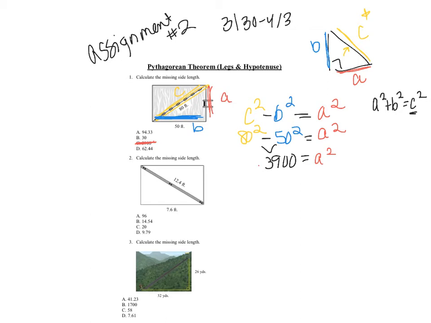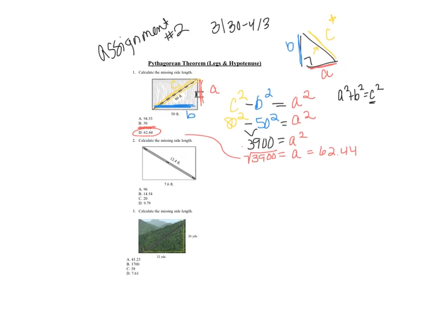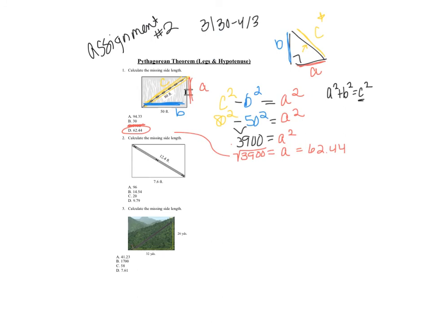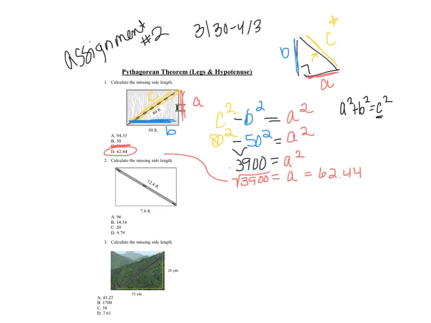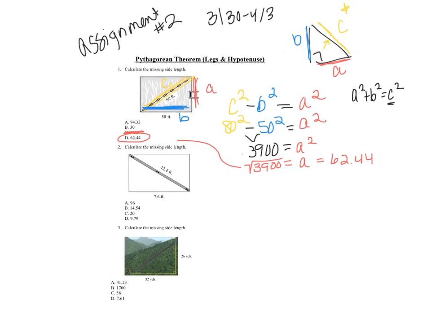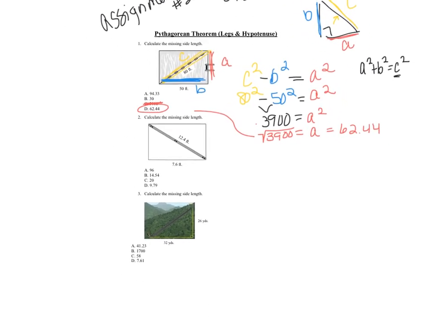So I have to find, this is already squared, so I have to go backwards and find the square root of 3,900. And that gives me 62, well, hold on. That's going to be A, which turns out to be 62.44. Okay, and that's an answer choice, so there we go. The reason we subtract is because it would be like solving an equation. If that confuses you, then you just need to know that I'm going to subtract.